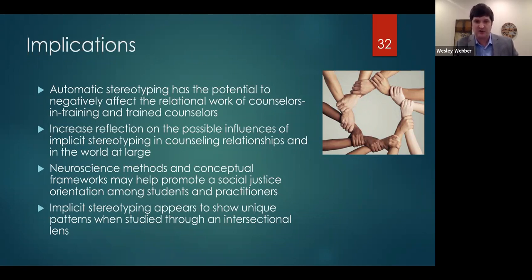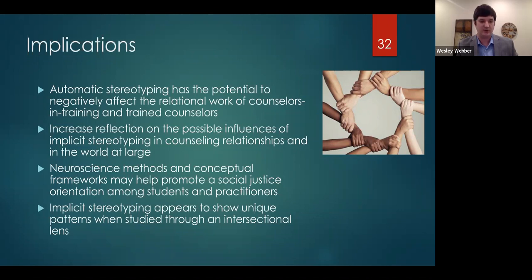We should also think about how neuroscience methods and the conceptual frameworks that inform them that I've been talking about here with N400, this idea of prediction, how might this more broadly help us promote a social justice orientation? So does this better help us appreciate the potential influences of these human tendencies in our work with clients as well as in the real world?